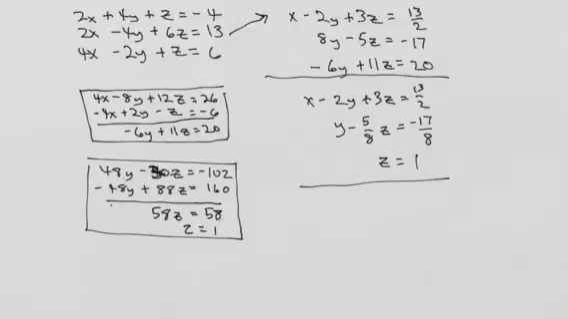So then we can back substitute or whatever we call it. If z equals 1 in the second equation, I'm just doing this quickly. I'm going to add 5/8 to both sides to get y by itself, and y equals 22 over 8 or 11 over 4. And as long as this is working out relatively nicely, I'll go ahead and solve for x.